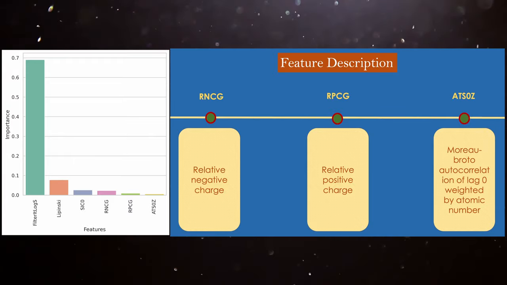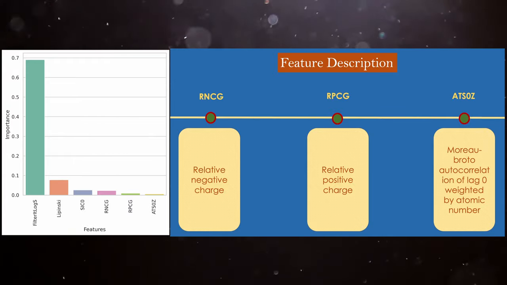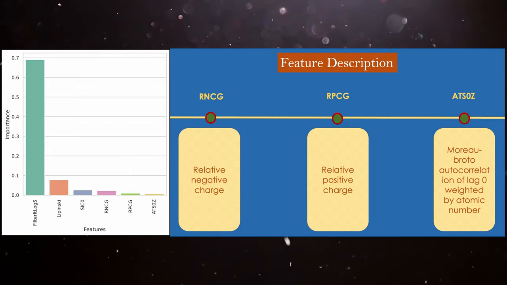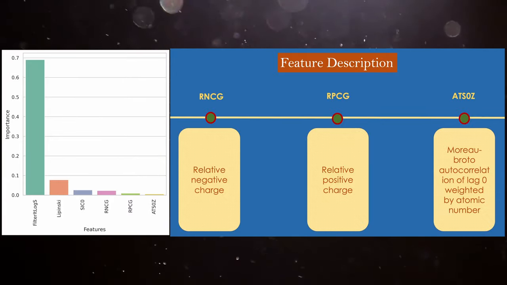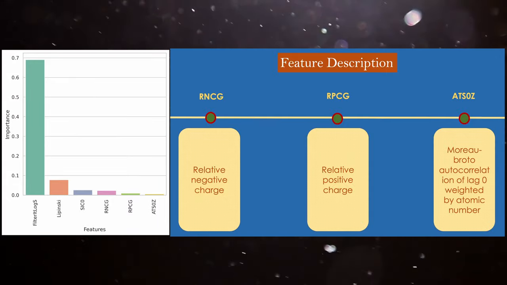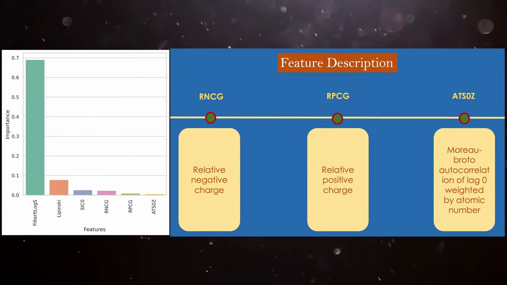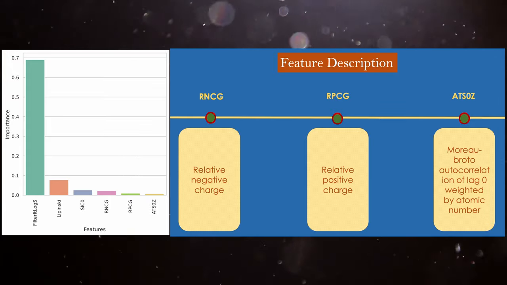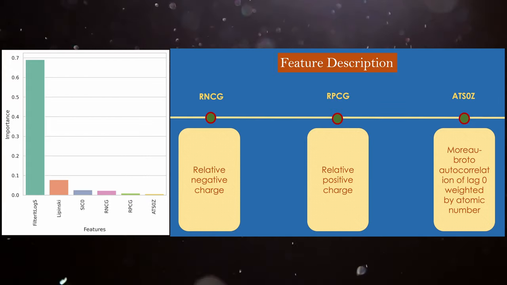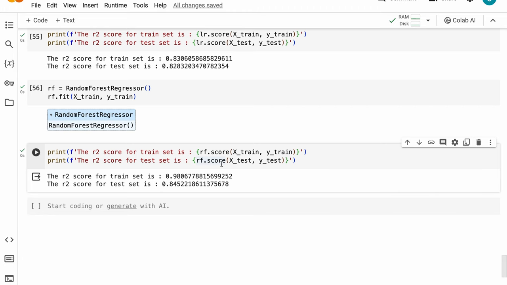The other descriptor was ATS0Z. I'm not quite sure if it has much role to play in our model because its importance is quite less, closer to zero. But since it has made it to our top 6 descriptors, it is worth mentioning here. These descriptors generally take into account the autocorrelation of topological structure descriptors. And these descriptors are quite common in quantitative structure activity relationship studies to correlate molecule structure with biological activity or other properties of compounds. Apparently, it has played some role in our machine learning model in predicting the solubilities of organic compounds. And that is it for now.